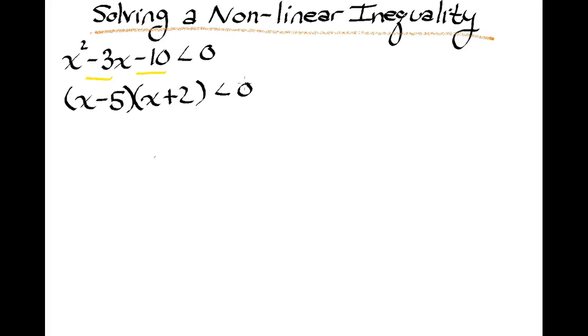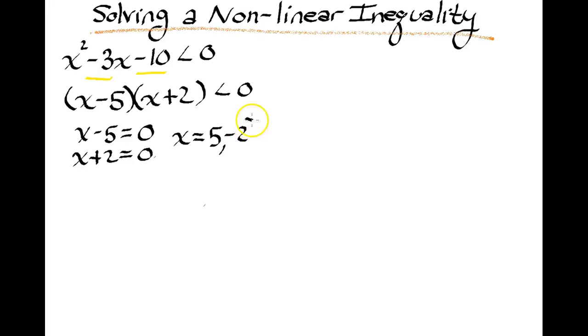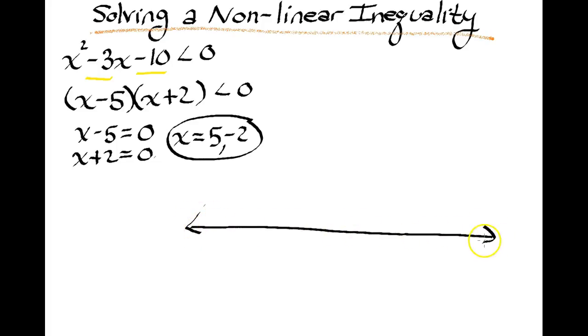Okay, so when they say solve the related equation, basically they're saying find the x-intercepts by setting these factors equal to 0 and solving. So I've got x minus 5 equals 0, x plus 2 equals 0, so the values that I get for x are 5 and -2. So here are the solutions to my related equation. Then it says to locate these values on your number line.